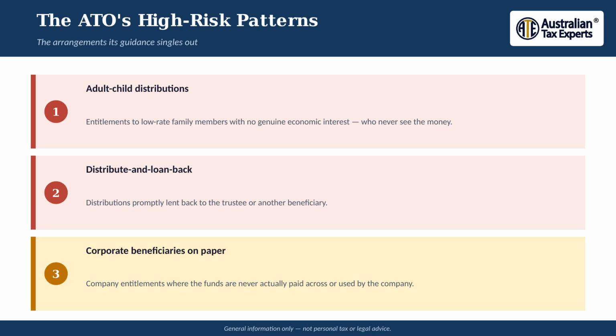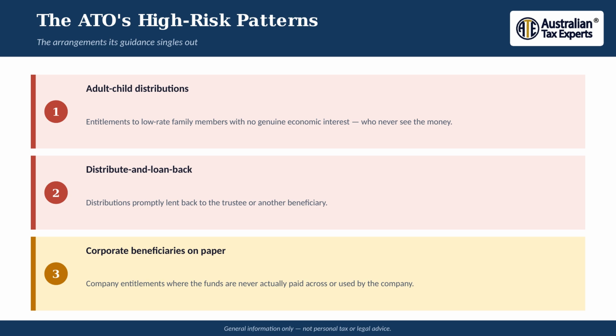The ATO's guidance names the patterns it considers high risk, and they will sound familiar to anyone in family business circles. First, and reddest of flags, adult-child distributions. Entitlements to family members with low marginal rates and no genuine economic interest in the trust, who never actually see the money. The classic case is the university student distributed $100,000 on paper, while the parents keep every cent.